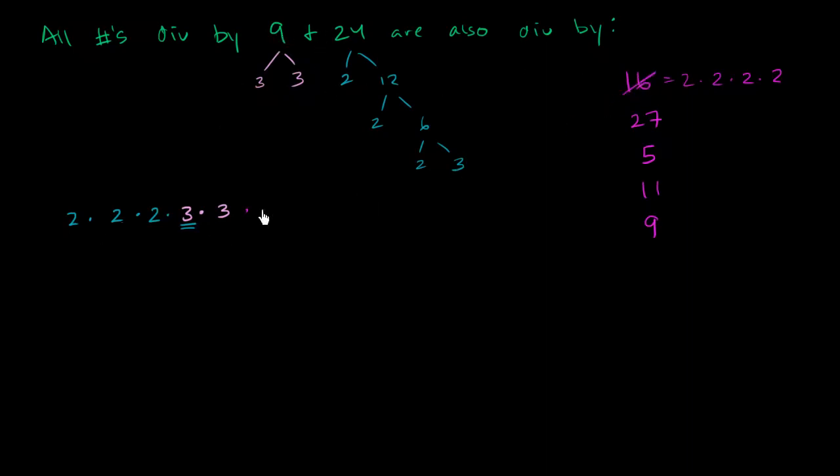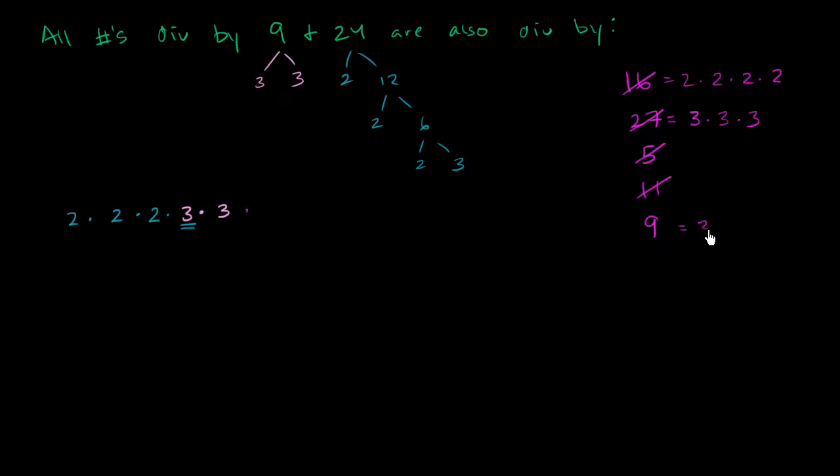We don't have 4 2's here. 27 is equal to 3 times 3 times 3. So you need 3 3's in the prime factorization. We don't have 3 3's. We only have 2 of them. So once again, cancel that out. 5, 5's a prime number. There are no 5's here. Rule that out. 11, once again, prime number. No 11's here. Rule that out.